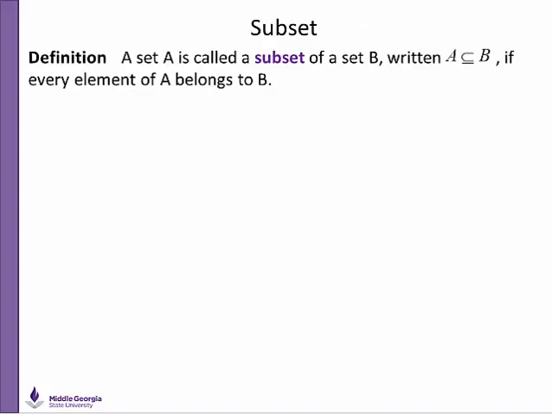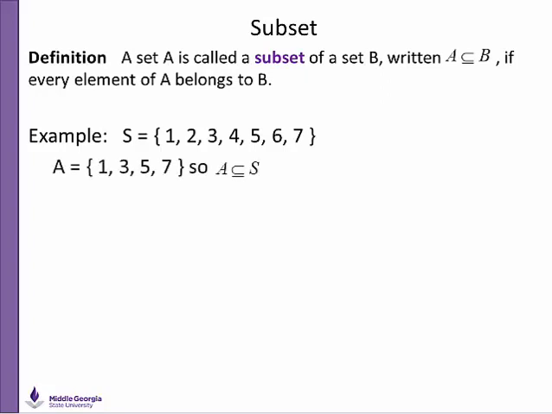Definition of a subset. A set A is called a subset of a set B, written as you see in the highlighted region, if every element of A belongs to B. For example, if we have a set S, and that set contains the integers 1, 2, 3, 4, 5, 6, and 7, if we look at set A, which contains the integers 1, 3, 5, and 7, we know that A is a subset of S because each and every element of A is in S.